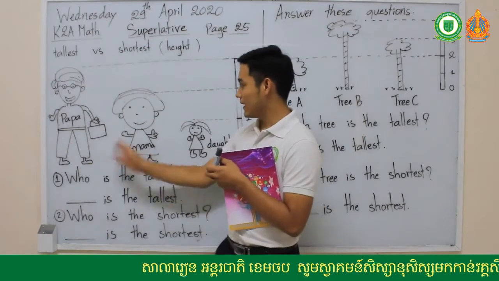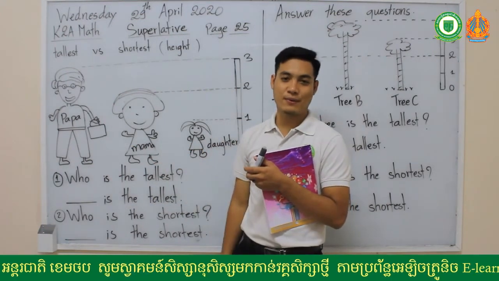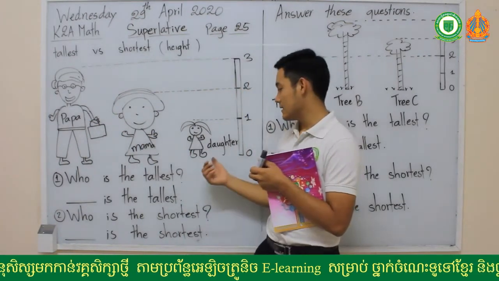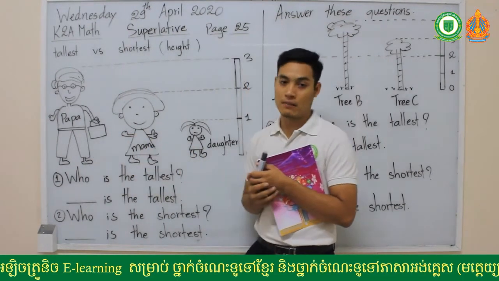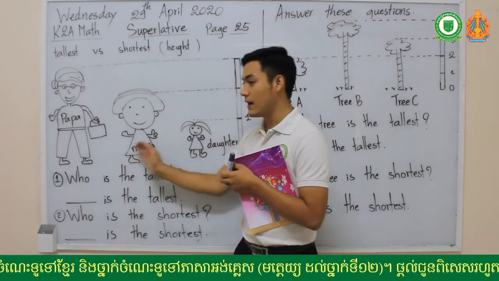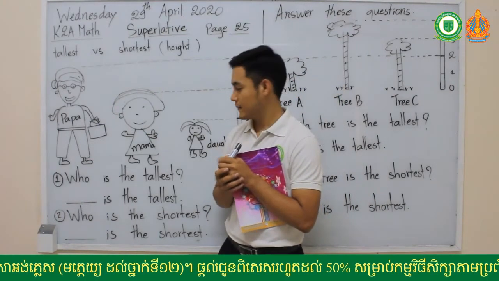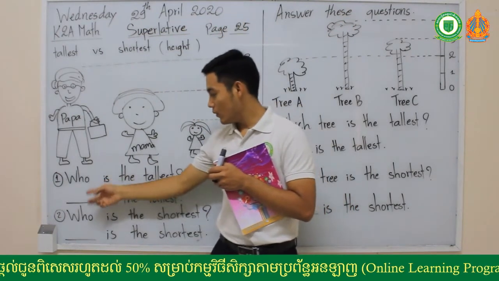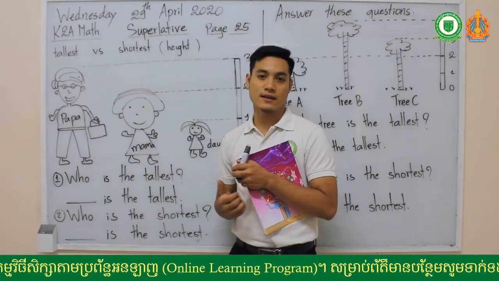Okay, so look at this example. You see, we have three people, not two anymore. This is your papa, this is your mama, and this is a daughter, the daughter of papa and mama. And then these three people are standing nearby each other, close to each other. And the question is, who is the tallest? And who is the shortest? So when you look at the picture, you really can answer this.